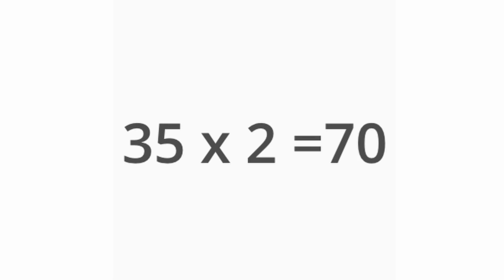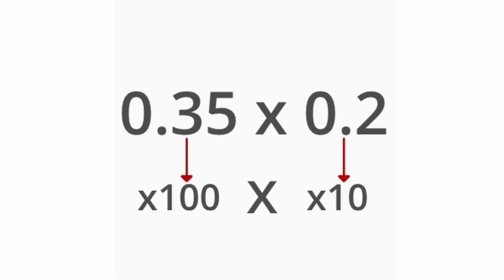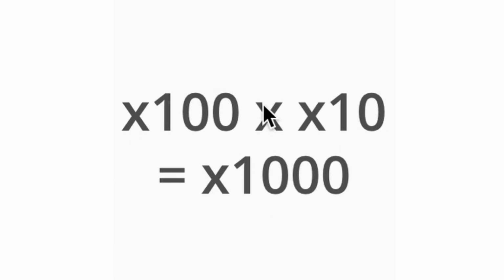So let's figure out the final value. To do this, you need to divide. You made 0.35 100 times bigger, so 0.35 times 100 is equal to 35. And you made 0.2 10 times bigger to get 2. So because you multiplied by 100 and by 10, your answer is 100 times 10 bigger, so 1,000 times bigger. So the answer you got is 1,000 times bigger.